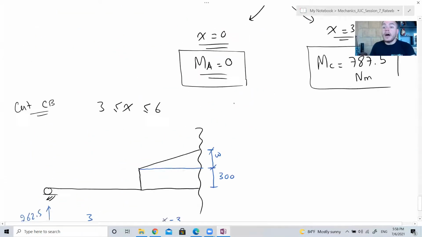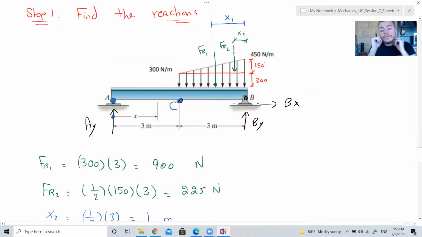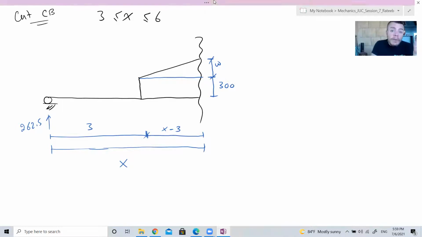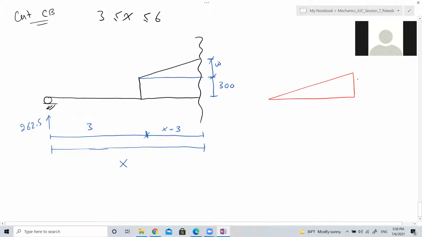I need to find w as a function of x. I cannot leave w like this, or otherwise I will not be able to find the equation for the shear and the bending moment as a function of x. That's why I need w as a function of x. You need to use similar triangles.